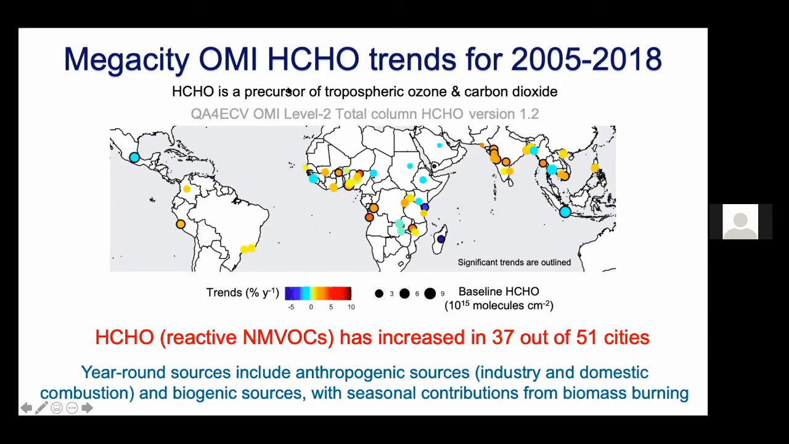Then the next trend that we looked at was for the trends in formaldehyde, which are representative or proxy for the non-methane volatile organic compounds. And we see that the trends are quite mixed. They show an increase in 37 out of 51 cities, but most of the trends are not significant. Now for formaldehyde, as I mentioned, formaldehyde comes from the industry, solvents, use, domestic combustion. There can be some biogenic sources like trees, like the oak and pine trees. And there can be some seasonal contribution from biomass burning, which happens a lot in Africa and the Indian subcontinent. So these are the net trends that we have. And as a next step, I will be trying to tease out what is the contribution from the biomass burning, so we can attribute them to the anthropogenic or the human activities.